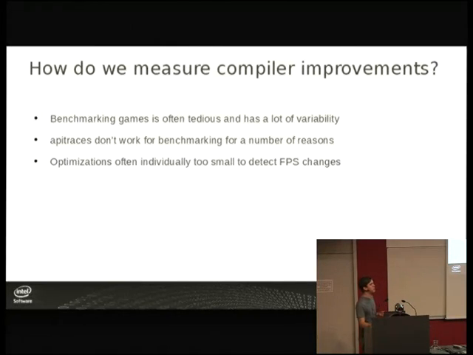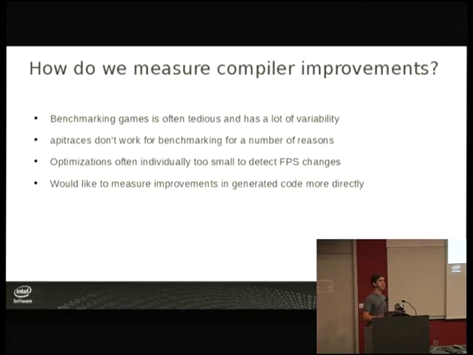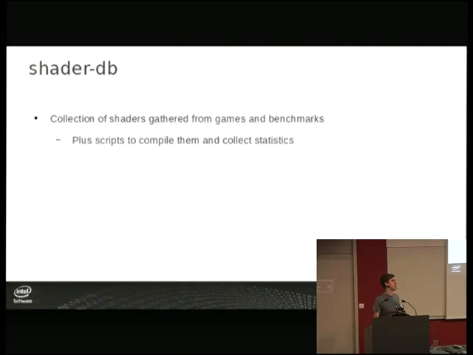Another problem is that the optimizations that we implement are quite often much too simple to actually be able to measure. So the examples that I've given before, you'll probably never run your benchmarks enough to statistically prove that they've actually added any FPS. But they're obviously beneficial. So what we'd really like to do is to be able to measure improvements in the generated code directly. And so what we did is we started collecting shaders from Steam games and benchmarks and other things. And we put them all into a couple of repos that we cleverly named ShaderDB.